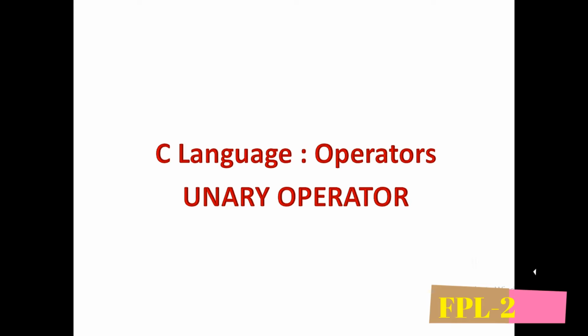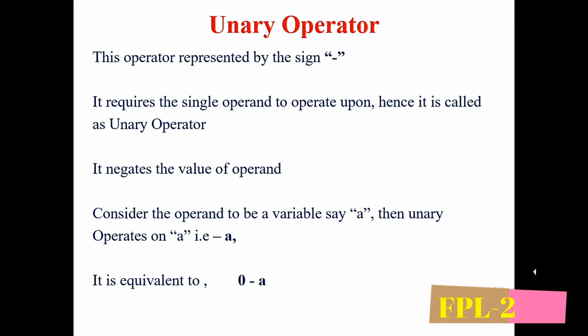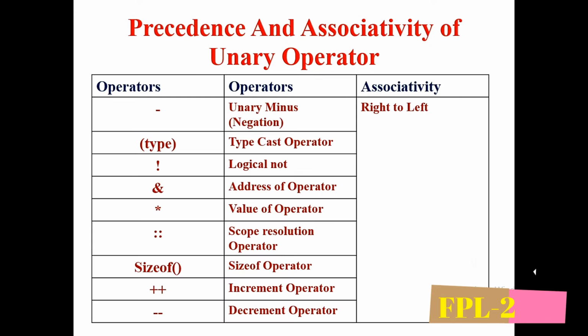So among the C language operators, there is the unary operator. This operator is represented by the sign minus or plus. It requires a single operand, a single piece of data on which the operator will operate. Hence it is called a unary operator. It negates the value of the operand. Consider the operand to be a variable, say A. If you want to perform minus of A, that is equivalent to the expression 0 minus A.